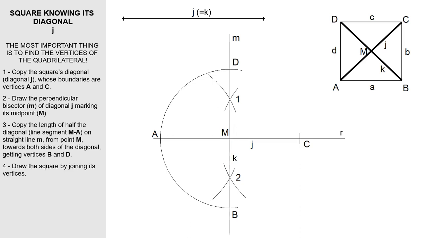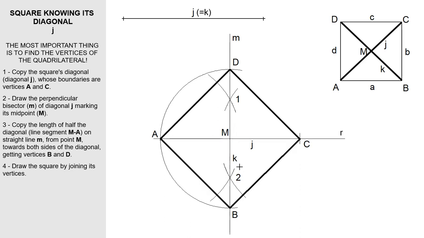If we properly join the vertices, we get the square. We only have to name its sides A, B, C and D, and the square is finished. We can check that the resulting figure is the asked one.